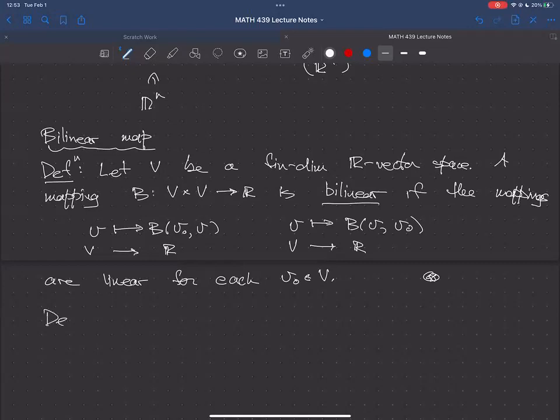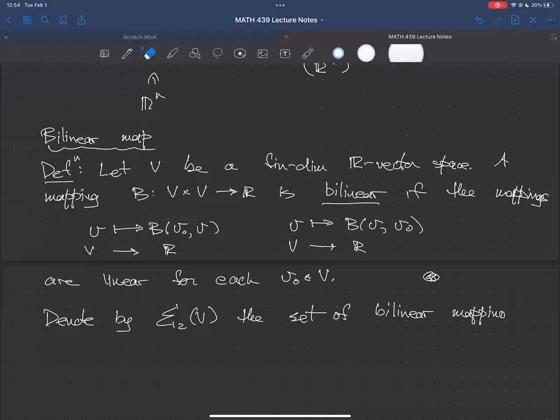So denote by sigma 2 of V the set of bilinear mappings. Sorry, I apologize, that's a typo. I meant T^0_2, the set of bilinear mappings on V.